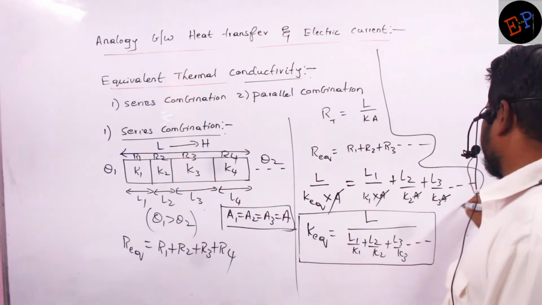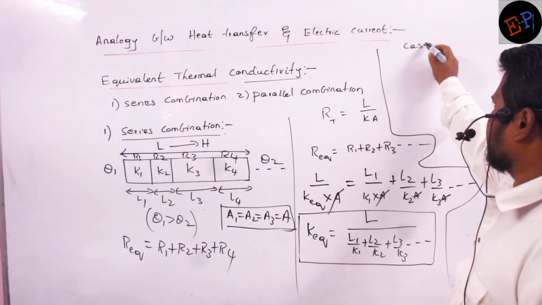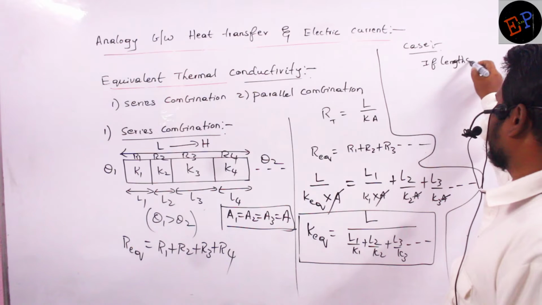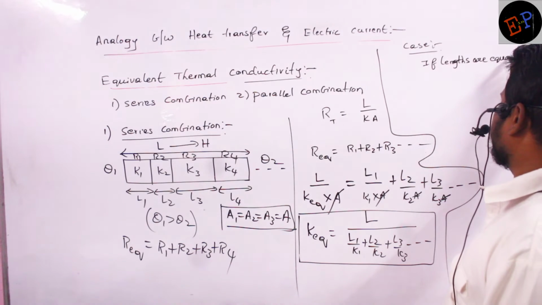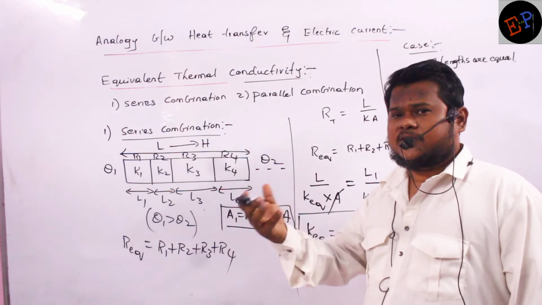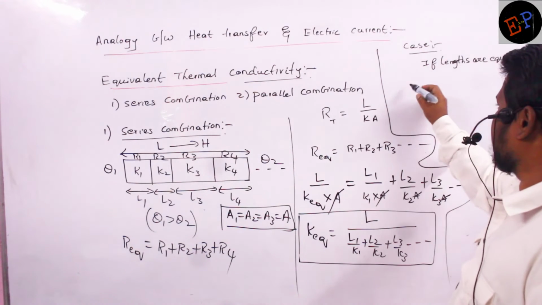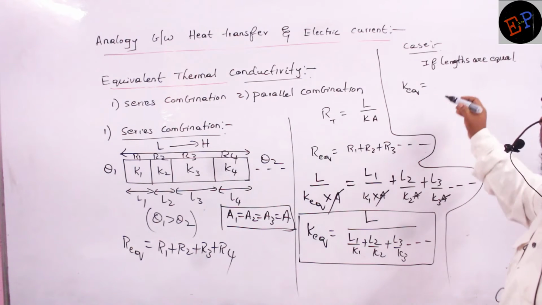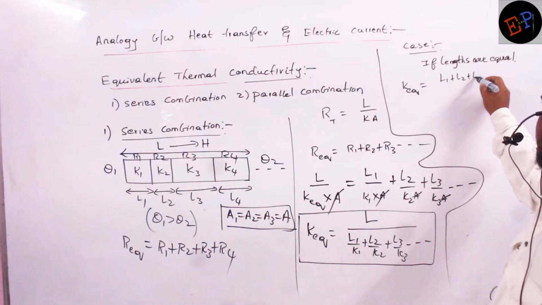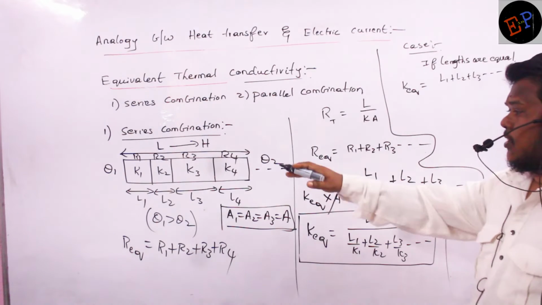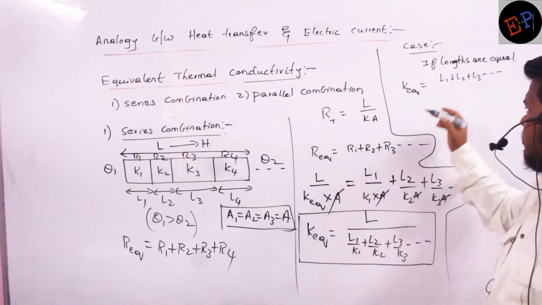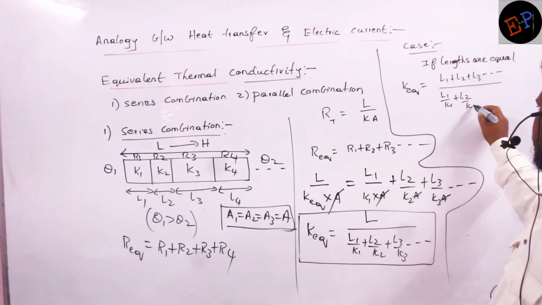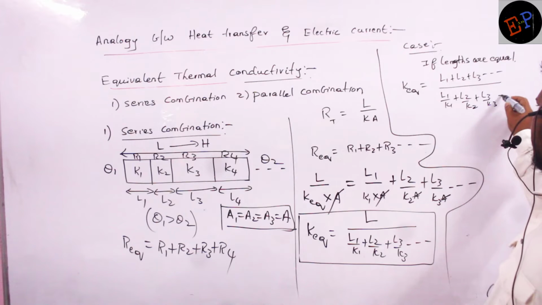So the case is that if lengths are equal. The length of each rod we have taken differently, L1, L2, L3. If the lengths are equal, then how can I write it? K equivalent is equal to, the same relation, total L can be written as L1 plus L2 plus L3, no? Total L is nothing but the addition of all lengths. So divided by the same relation, L1 by K1 plus L2 by K2 plus L3 by K3, and it goes on like this.